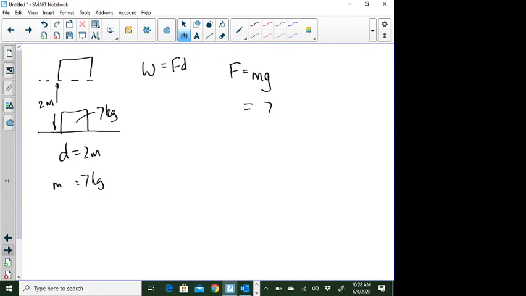So we can take our 7 kilograms, what's G? 9.8. Why is it 9.8? Because we are on Earth, and that's the gravitational field strength. We're on Earth. So we can go 7 times our 9.8. That's equal to 68.6 newtons.